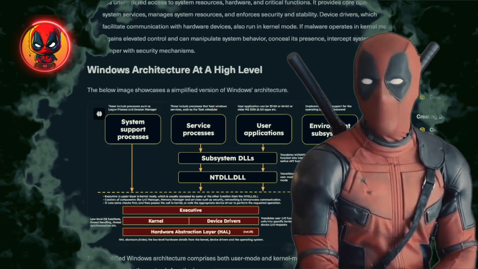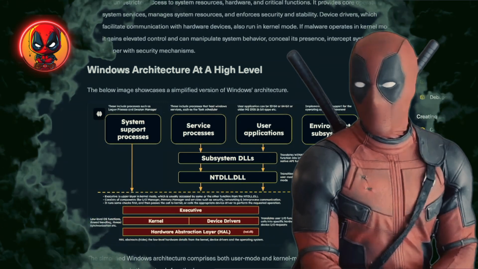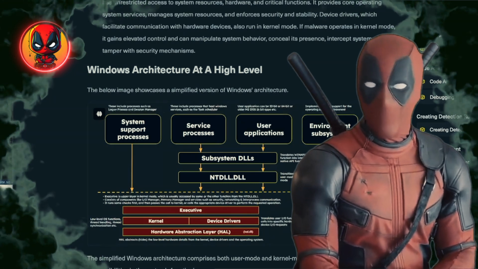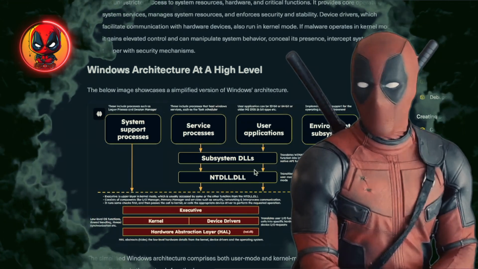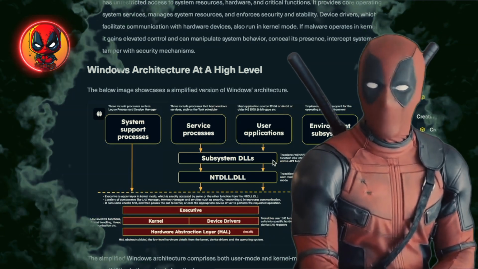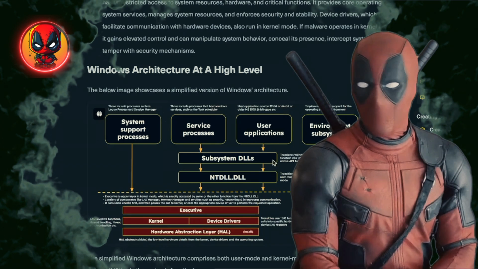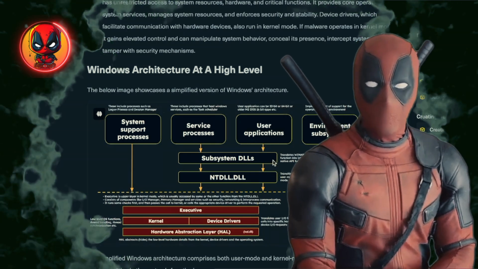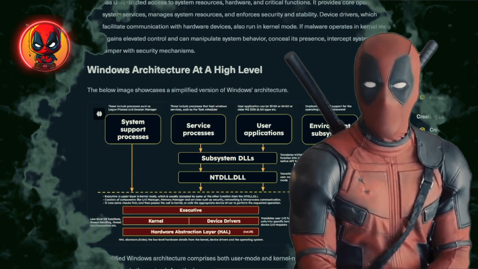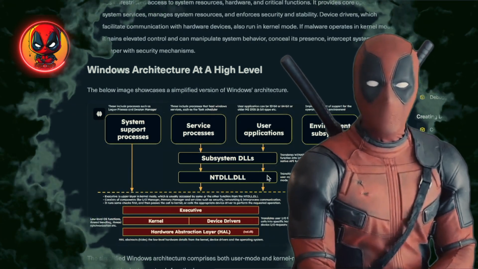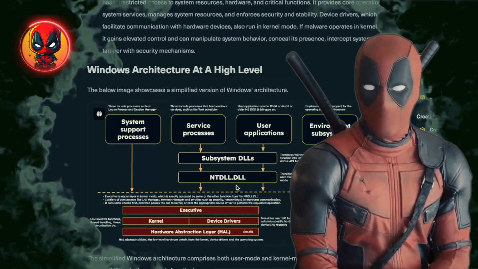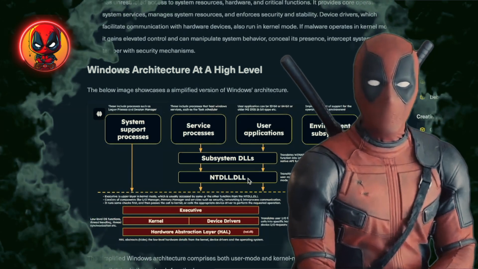User mode and kernel mode. The architecture is divided into two main layers. User mode, subsystem DLLs. These dynamic link libraries provide various functions that applications need, like user interfaces and file operations. They act as intermediaries between applications and the core system services. ntdll. This is a special DLL that bridges user mode and kernel mode. It handles low-level tasks and communicates directly with the Windows kernel.